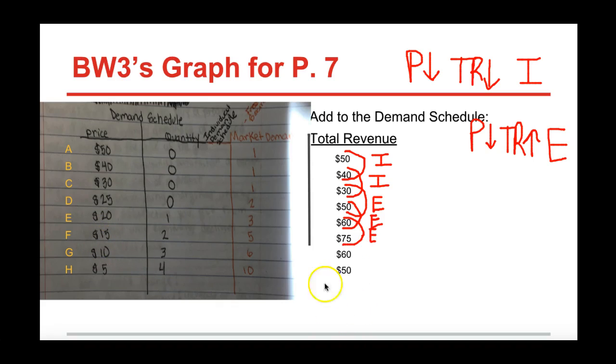Going from F to G, my price is going down. My total revenue is going down. So price is going down, total revenue is going down. They're going the same direction. This is inelastic.